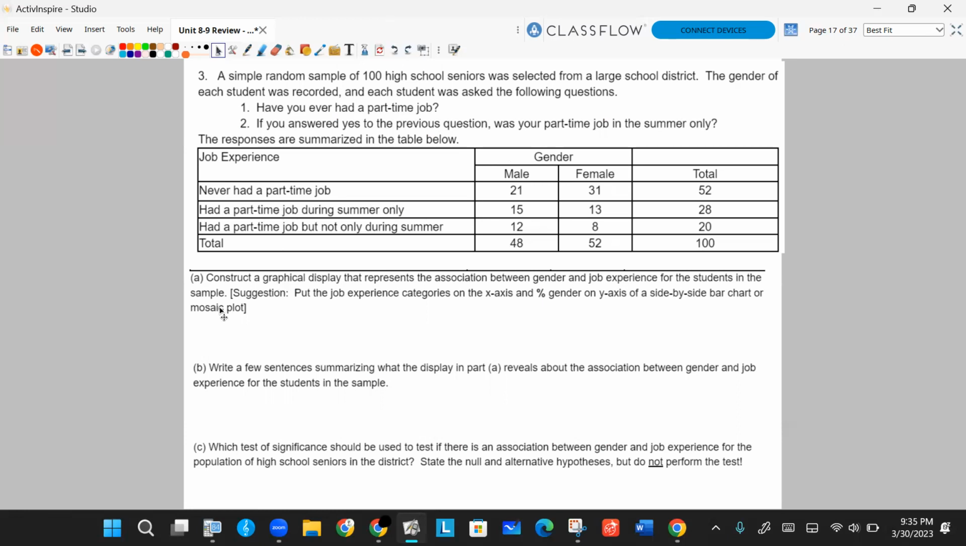Part A, construct a graphical display that represents the association between gender and job experience for the students in the sample. The suggestion is going to be a side-by-side bar chart or a mosaic plot. B, write a few sentences summarizing what the display in Part A reveals about the association between gender and job experience for the students in the sample. And C, which test of significance should be used to test if there is an association between gender and job experience for the population of high school seniors in the district? State the null and alternative hypotheses, but do not perform the test.